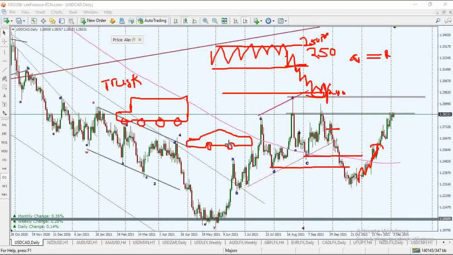Consider the time it will take for a truck to make a U-turn as compared to the time it would take a Ferrari. A Ferrari can make a U-turn in say 2 seconds. A truck will take more than that, maybe up to 10 or 15 seconds to make this turn. So what this tells you is the bigger the move, the more time it takes for price to reverse.